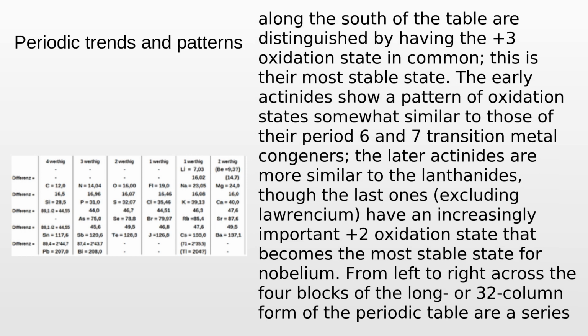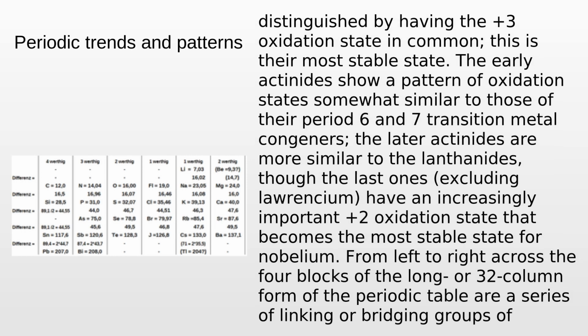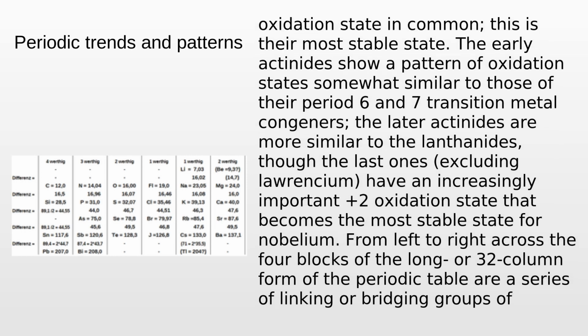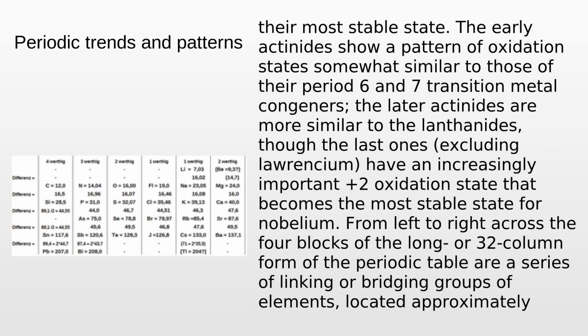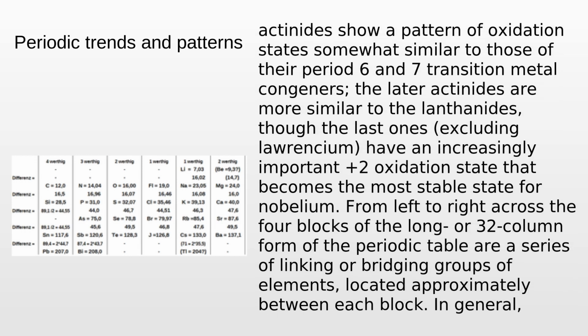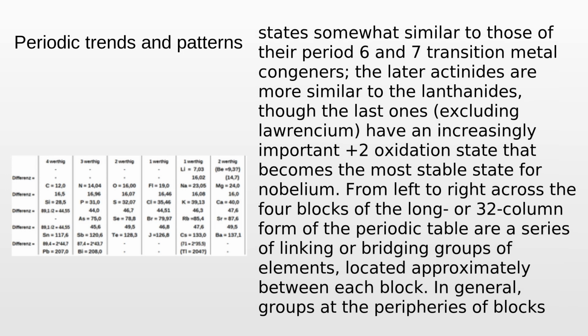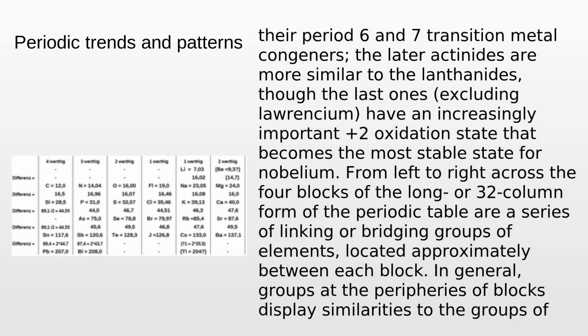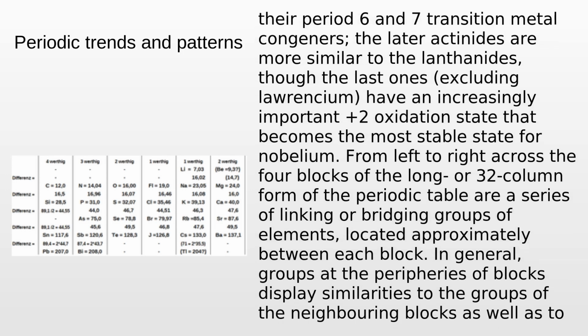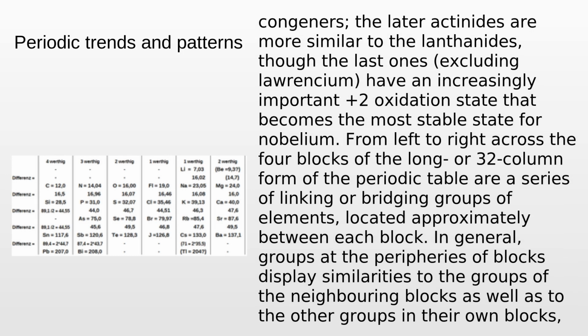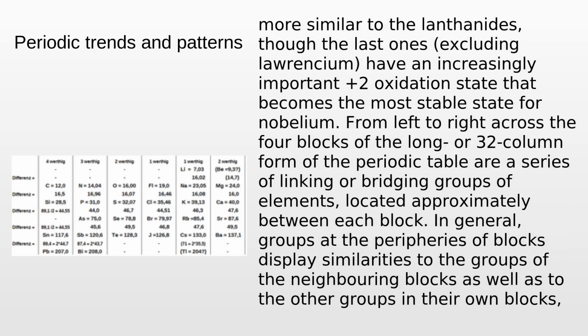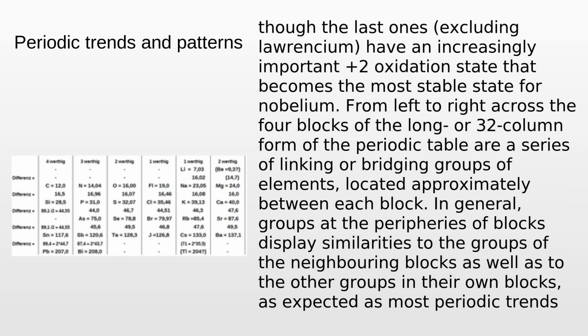The early actinides show a pattern of oxidation states somewhat similar to those of their period 6 and 7 transition metal congeners. The later actinides are more similar to the lanthanides, though the last ones, excluding lawrencium, have an increasingly important +2 oxidation state that becomes the most stable state for nobelium.